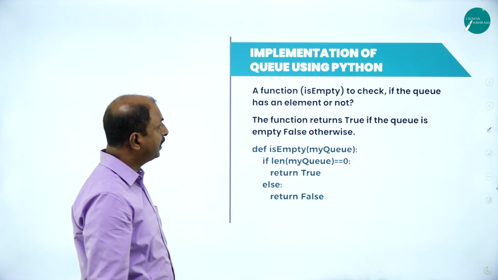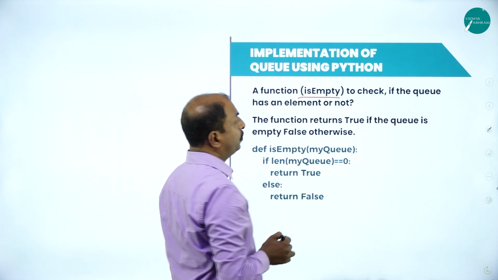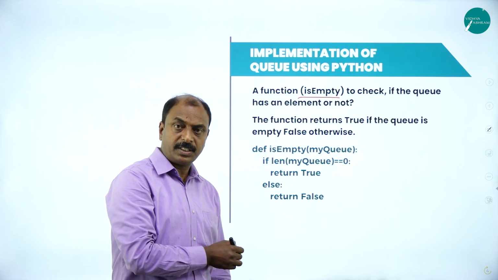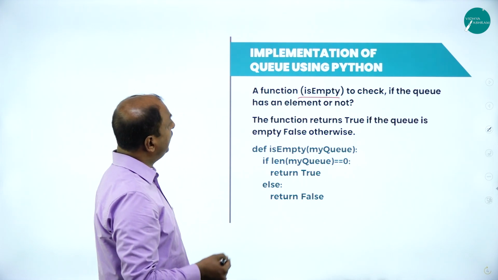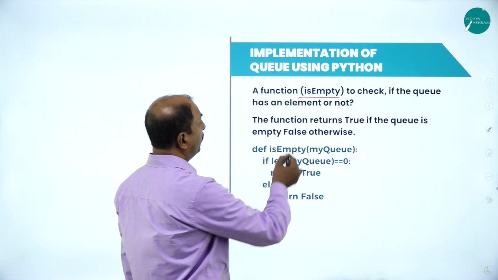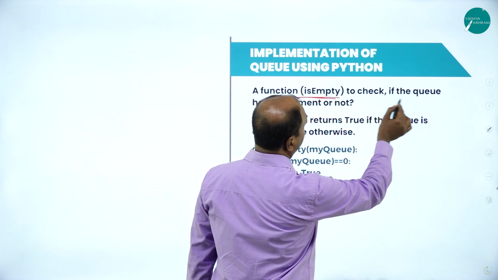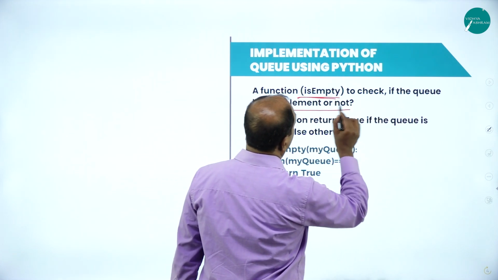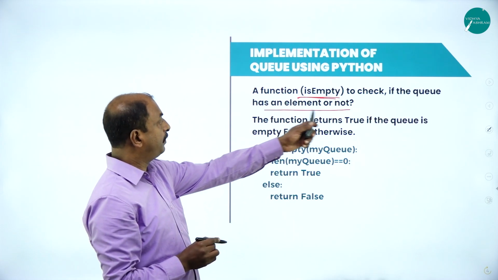In the next slide, the function is empty. This is what you learned in the previous session about one operation called the is empty operation. What is the function of this? It is to check if the queue has an element or not. So this is the is empty function.